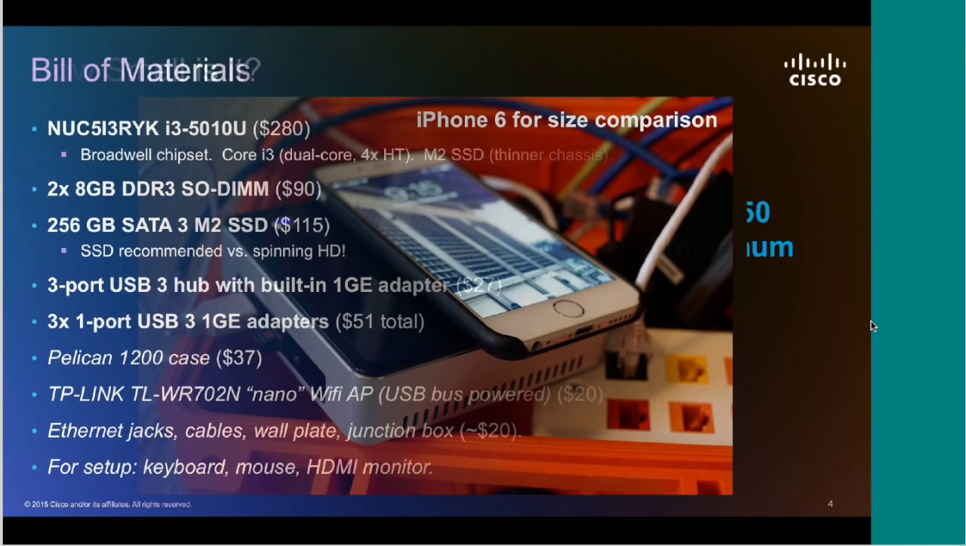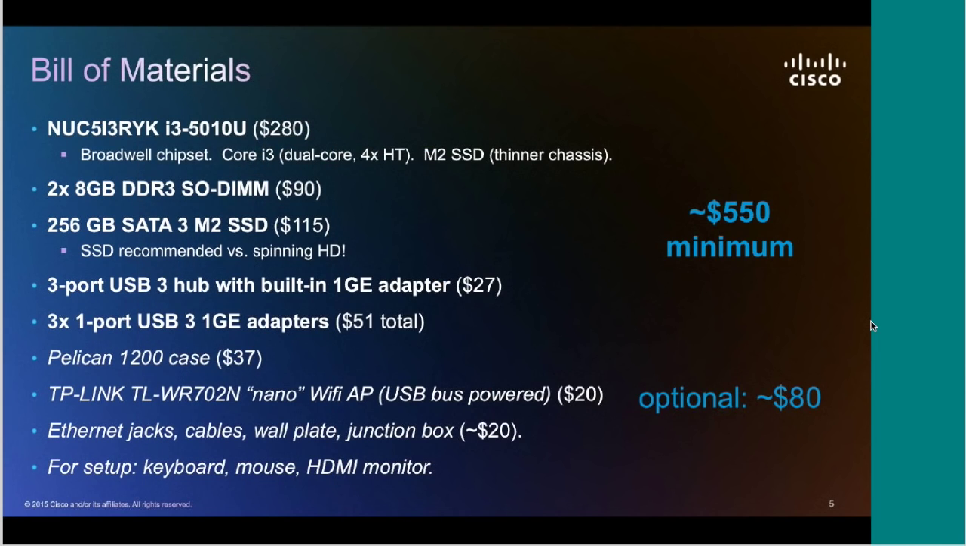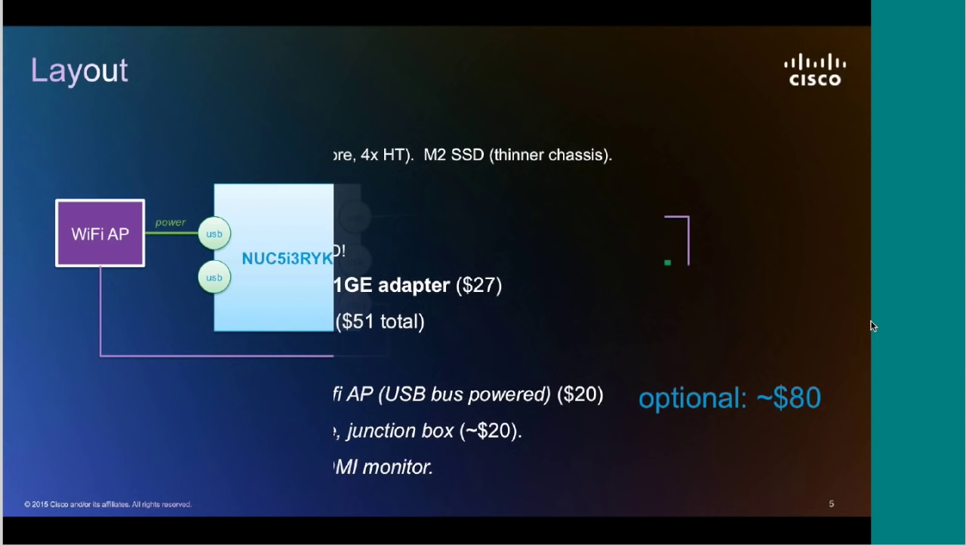The bill of materials for mine, from the bare bones system to the RAM, the hard drive, USB hubs, and GigE adapters, is under about $600. So really not too bad if you compare it to, say, buying a laptop to run VIRL. And you can add to that the case and some of these other things, which are not really mandatory. Before I got these, I put everything in a laptop bag and was able to carry it around with me pretty well.